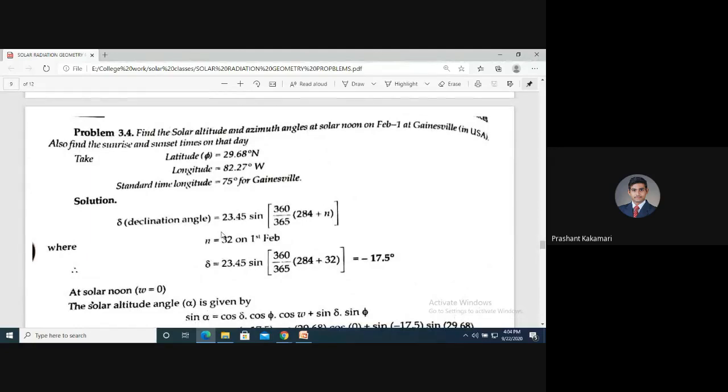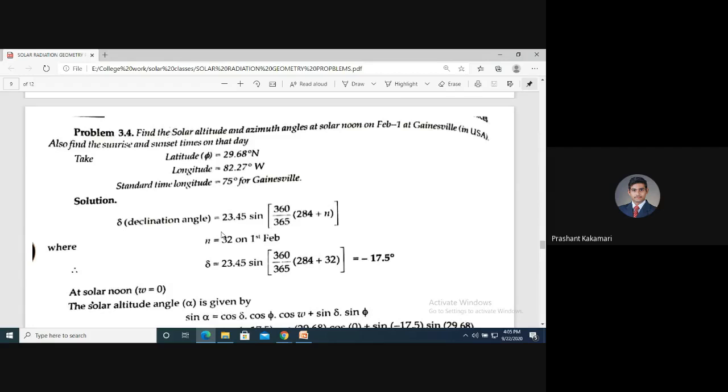So all of you note down this problem. Find the solar altitude and azimuth angles, that is alpha angle and gamma angle, the solar azimuth angle, at solar noon, means at exactly 12 p.m. So exactly 12 p.m. or 00 hours. What is the solar altitude and azimuth angles on February 1?